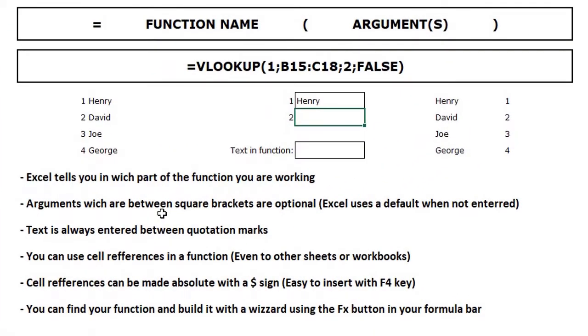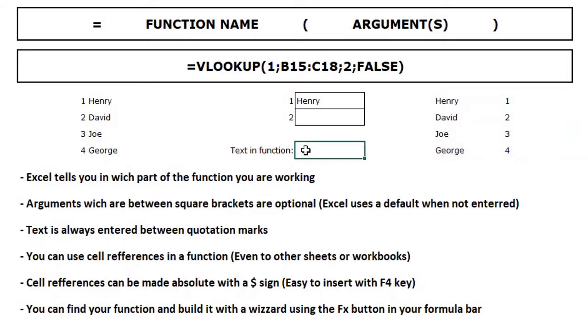Well, you can also use text in a function. I'm gonna enter another VLOOKUP, and in this case it's the other way around, I want to look for the value Henry and I want the corresponding number. So I'm gonna look for a text in this table. Text is always between quotation marks, to inform Excel this is just a text.